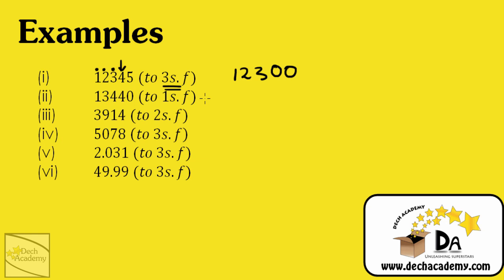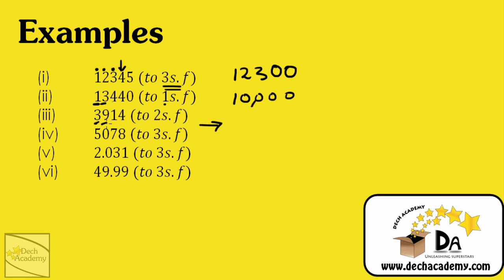The second question, for example 2, we have this number here. We need to approximate it to 1 significant figure. So I count 1 significant figure, which is 1 here. The first non-significant digit is 3, which is less than 5. So I round it down to 0, and all the other digits that follow go to 0. So it's 1, 0, 0, 0, 0. So it's 10,000.